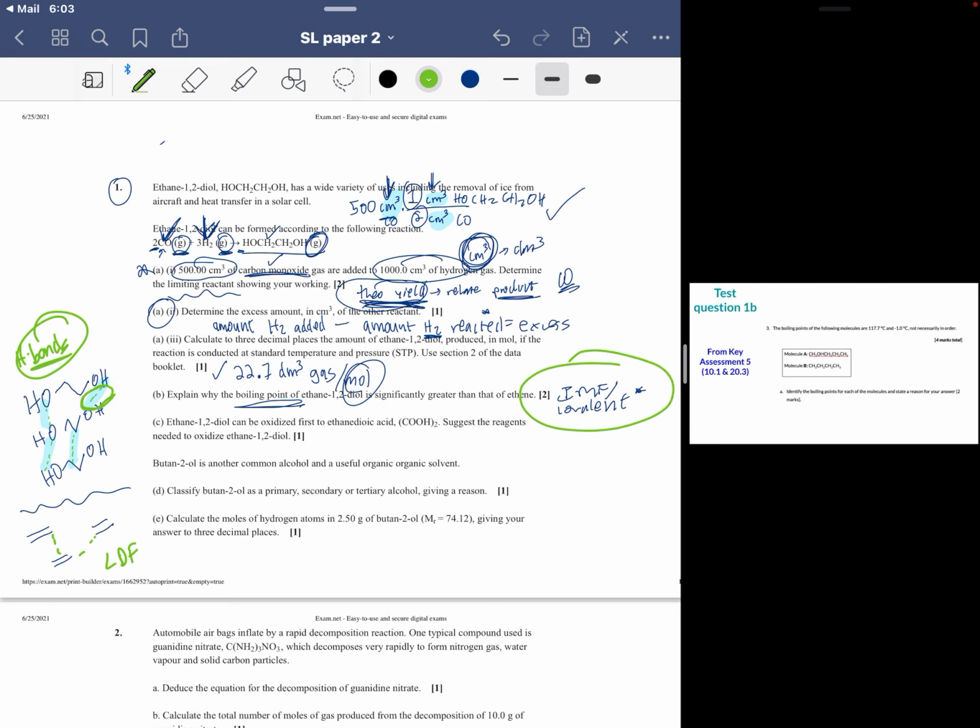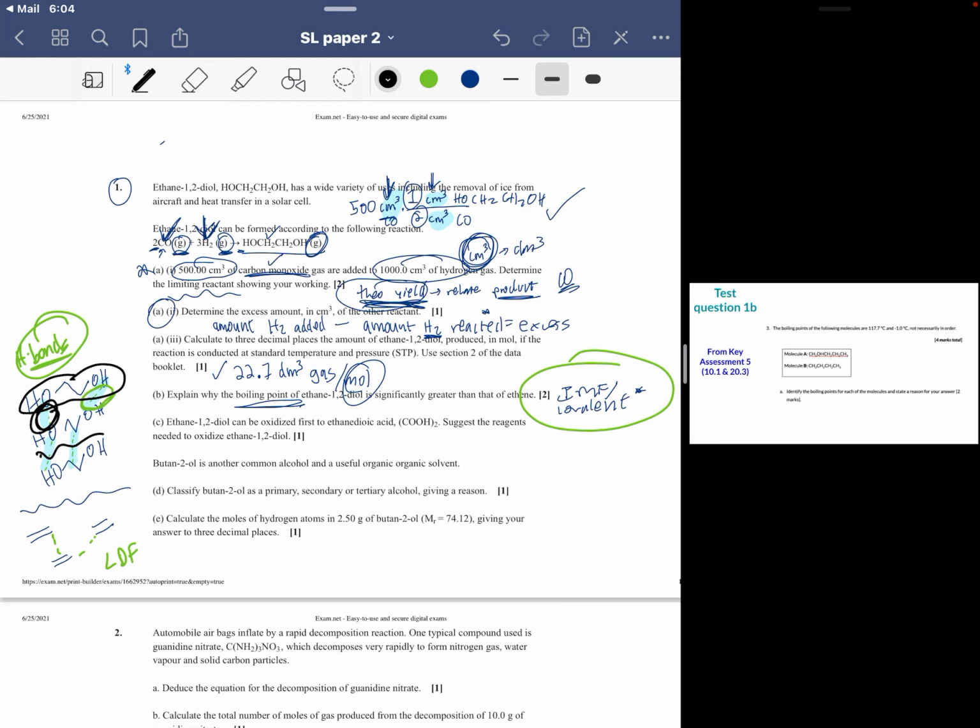Be super, super clear when you answer these types of questions that you understand that we are not breaking covalent bonds. We're not breaking this bond or the bond between hydrogen and oxygen. All we're breaking is the intermolecular forces, but the molecules themselves stay intact. We're just breaking the thing that connects the molecules to melt or to boil.